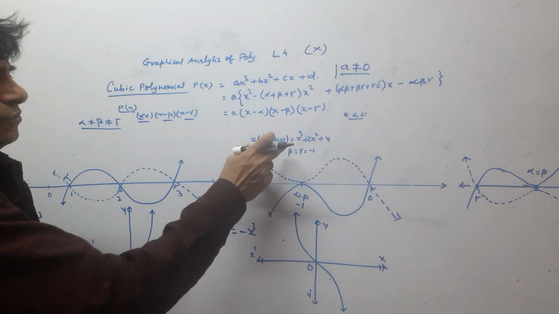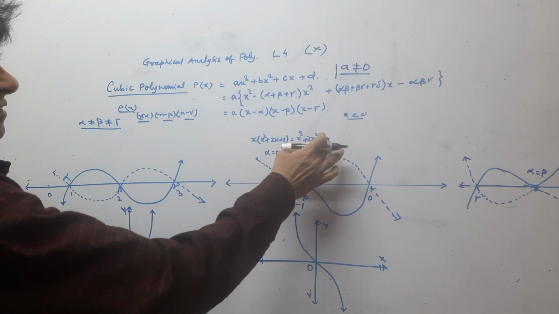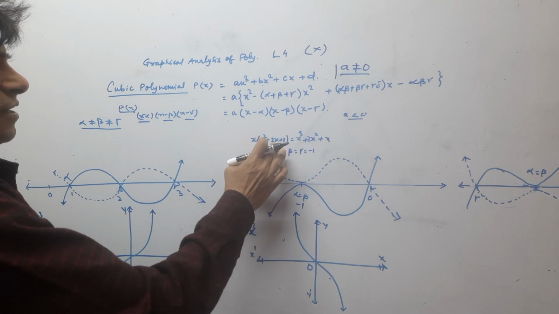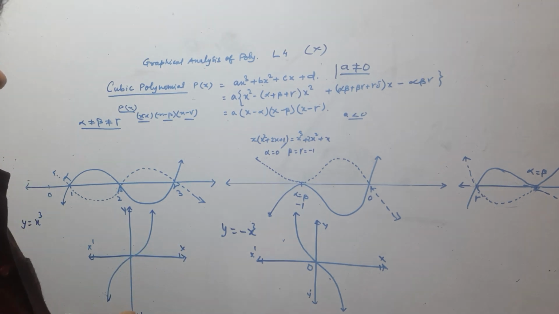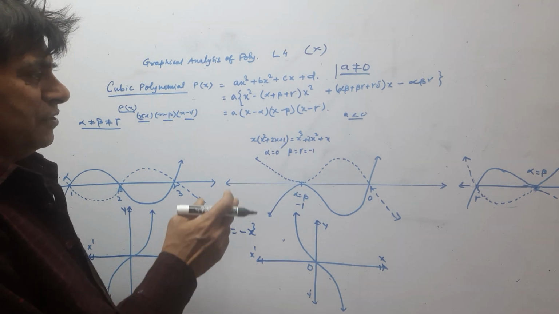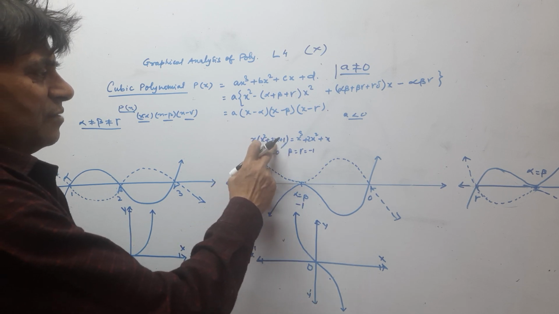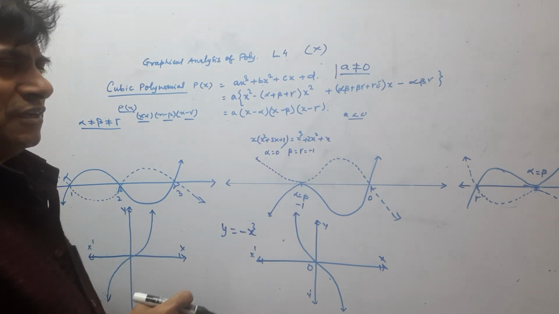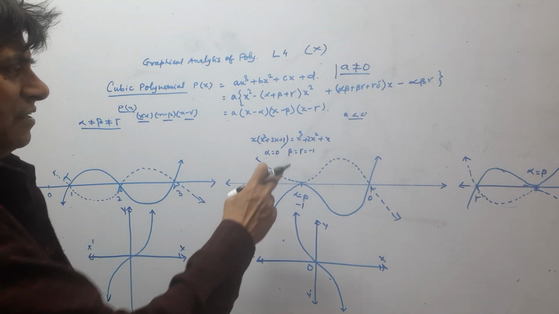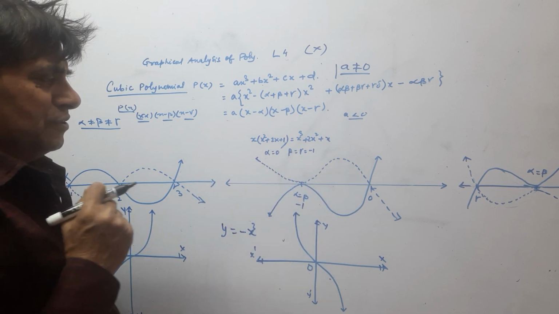Now come to this point. See, I have selected one here: x cube plus 2x square plus x. This is the cubic polynomial. And what do you get? If you factorize x square plus 2x plus 1, then see, this quadratic polynomial is a perfect square. That means beta and gamma are both minus 1 and alpha is equal to 0.